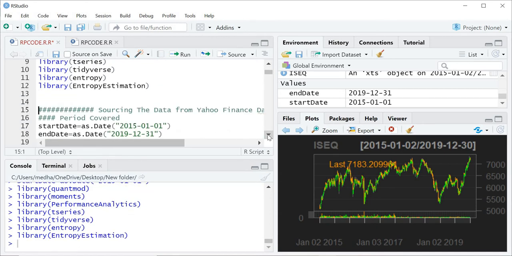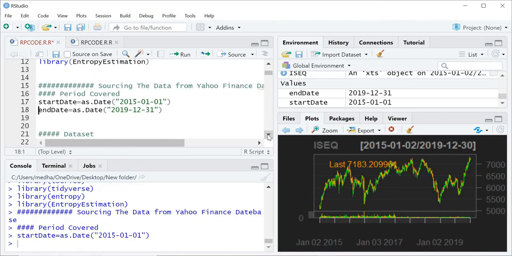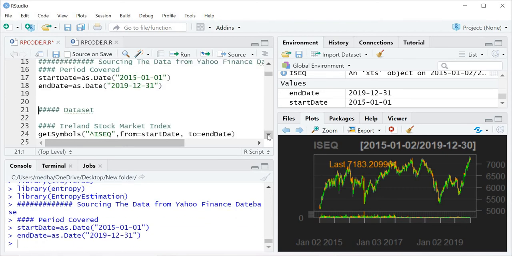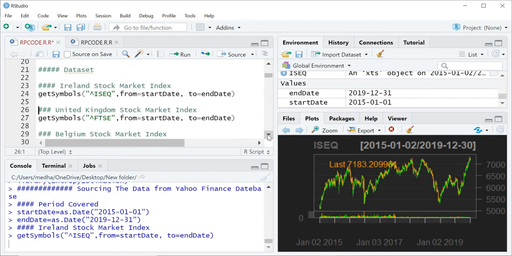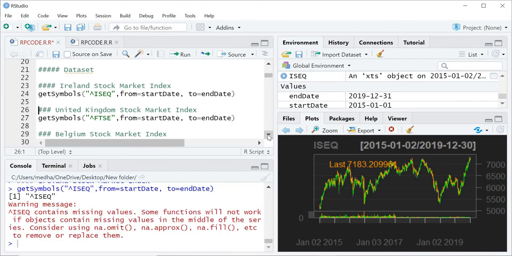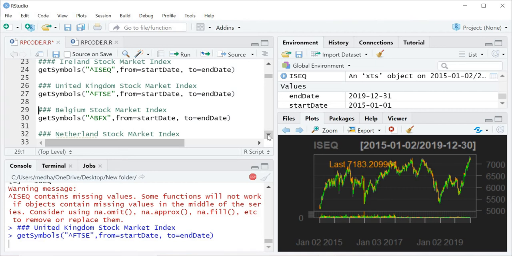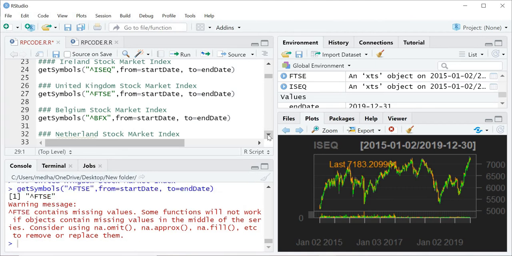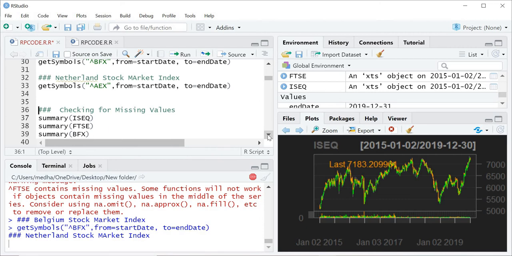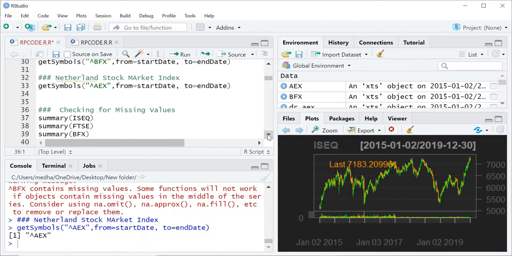For the data gathering, I'm sourcing the data from the Yahoo Finance database for the period spanning from 1st January 2015 to 31st December 2019. The data sets used for the analysis are the stock market index information of the respective countries. For Ireland, I have used ISEQ. For the United Kingdom, I have used FTSE. For Belgium, I have used BFX, and for the Netherlands, I have used AEX. The getSymbols function basically helps in retrieving the data from the Yahoo Finance database.